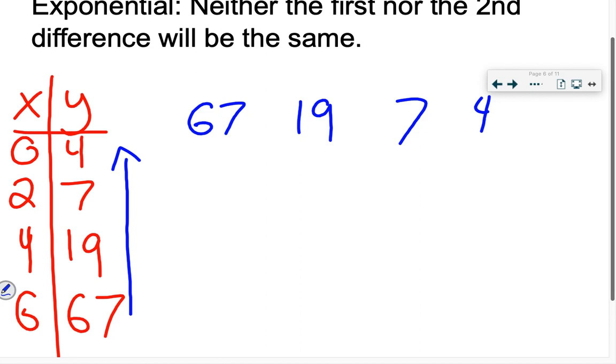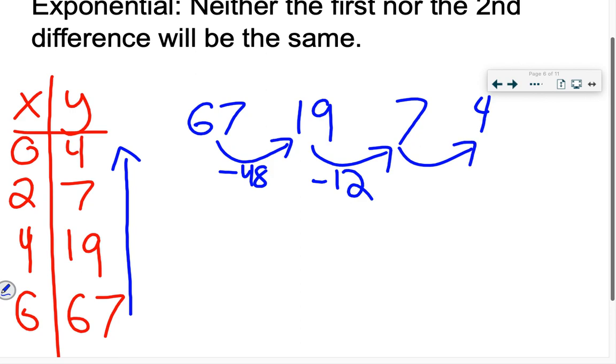So to get from 67 to 19, hopefully it's obvious that we subtract, right? You should subtract 48. Okay? Well, from 19 to 7, you subtract 12. From 7 to 4, you subtract 3. So, first difference. They're not the same, so they can't be linear. Okay? Well, let's calculate the second difference to see if it's quadratic.